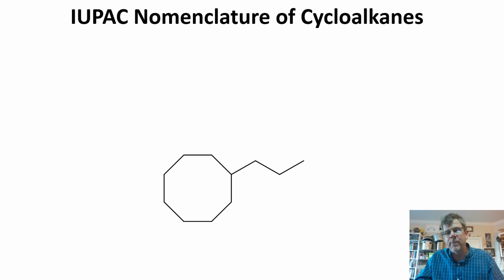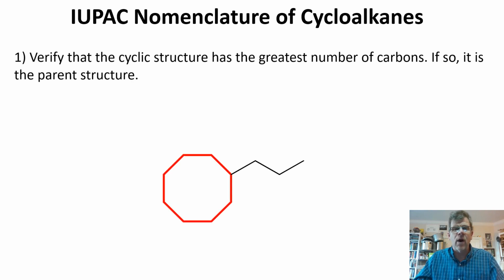The 8 carbons in the ring, which is cyclooctane, is more than the 3 carbons in that substituent that we delineated before. So that cyclooctane has the greatest number of carbons. So that's the parent structure. And we put the name of that parent structure at the end. So there it is, cyclooctane.